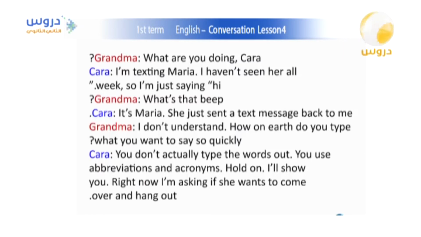Grandmother, what are you doing, Cara? I'm texting Maria. I haven't seen her all week, so I'm just saying hi. Grandmother, what's that beep? It's Maria. She just sent a text message back to me. I don't understand. How on earth do you type what you want to say so quickly? Cara, you don't actually type the words out. You use abbreviations and acronyms. Hold on, I will show you. Right now, I'm asking if she wants to come over and hang out.